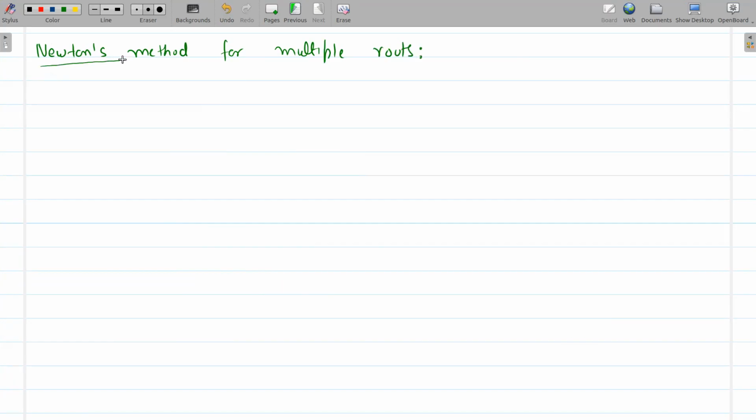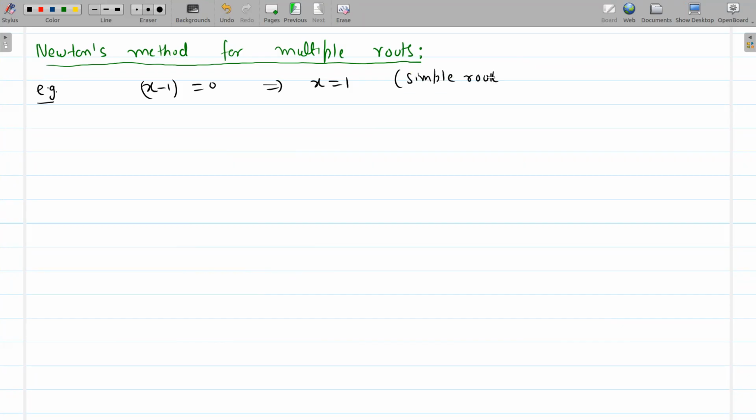So I have given the definition of multiple root in the beginning. Multiple means repeated roots. For example, if I have the equation x minus 1 equals 0, then x equals 1. This is called a simple root, occurring one time. And let us say I have the equation (x minus 1) square, then this will give you x equal to 1, 1, 2 times.